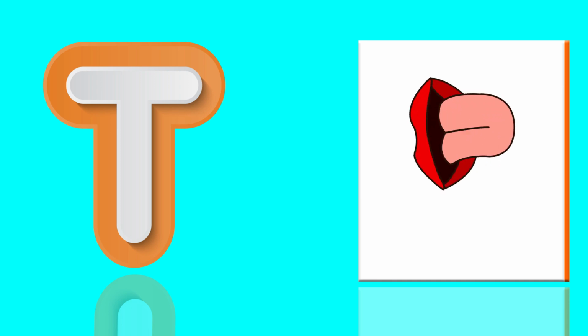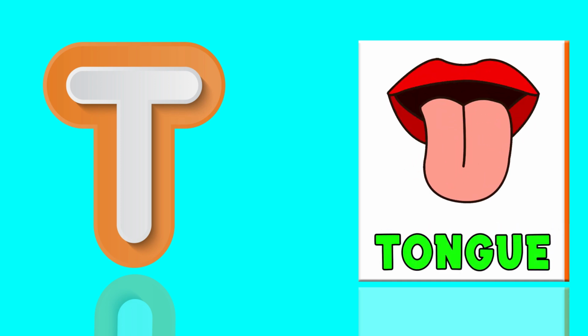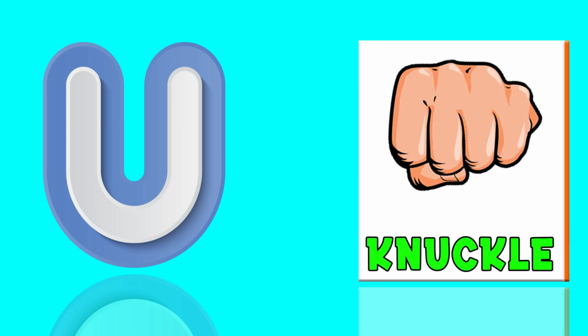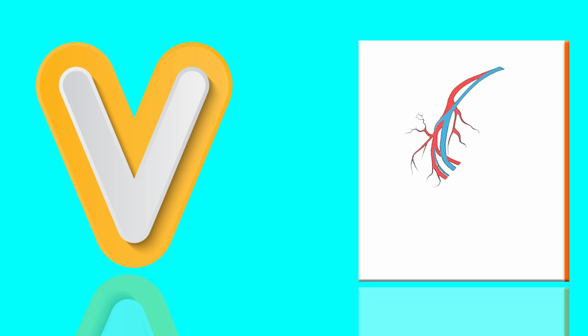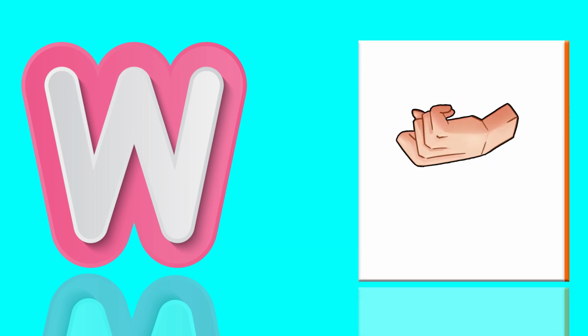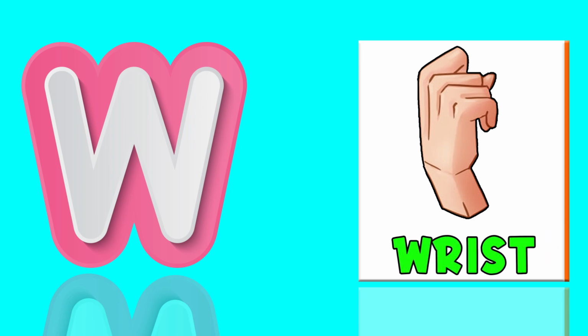T. T is for tongue. U. U is for knuckles. V. V is for vein. W. W is for wrist.